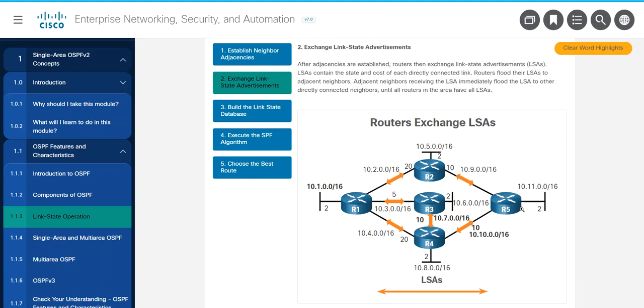So after it establishes an adjacency, they exchange what's called link state advertisements. These link state advertisements, or LSAs, contain the cost associated with a link. Now, there's cost associated with each type of link based on the speed of the link. So, for example, a 56K modem would not be the same cost as, say, a T1 line or another type of faster connection.